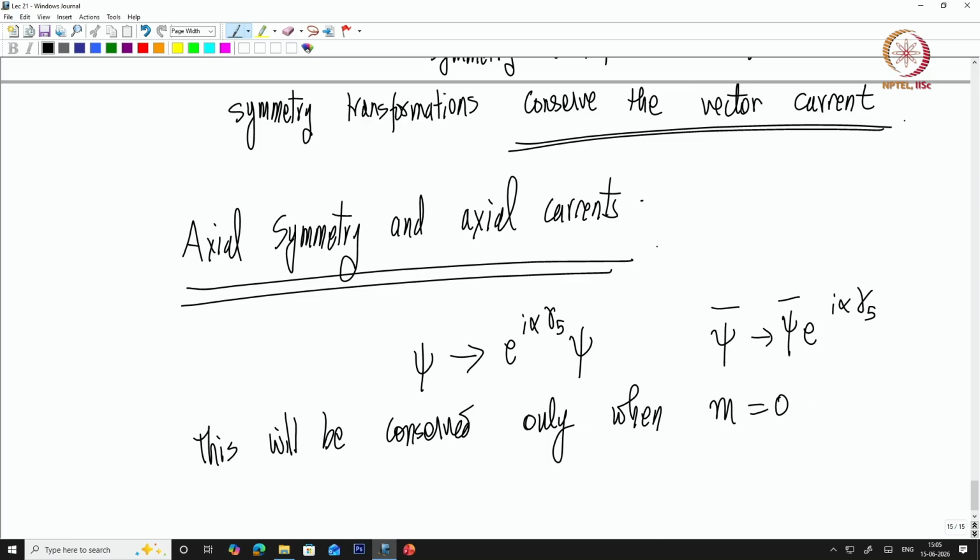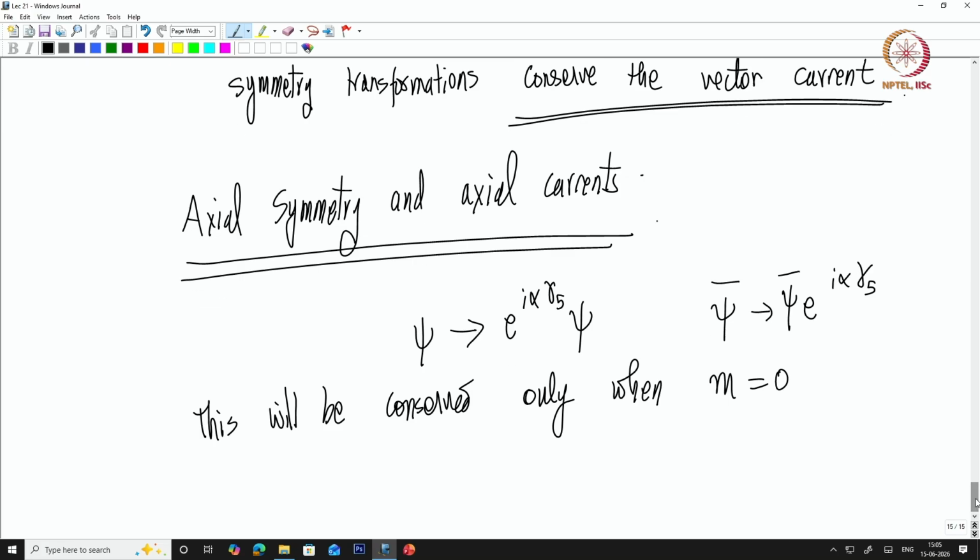Now, this can be seen clearly when you express psi in terms of psi plus and psi minus, the chiral states essentially. When you do that, there are two symmetries, one corresponding to the left moving particles and one corresponding to the right moving particles. They are conserved under the axial symmetry, which is also called the chiral symmetry.